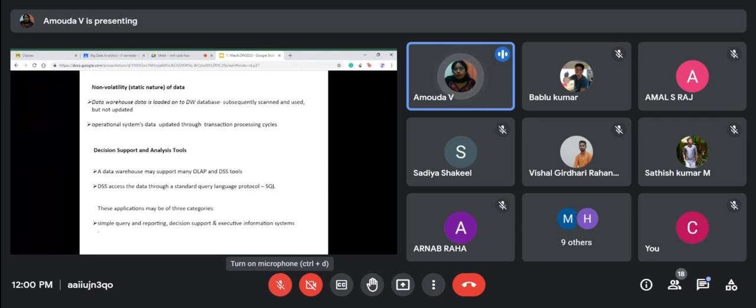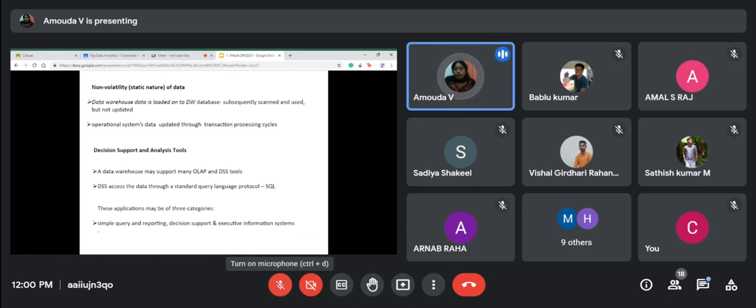And we have to go for non-volatile. Now, what is non-volatile? It's static in nature of the data. Once it is updated for 5 years, that's all. You can scan and use it. You cannot update it. That is non-volatile. We say it is non-volatile in the sense static nature.